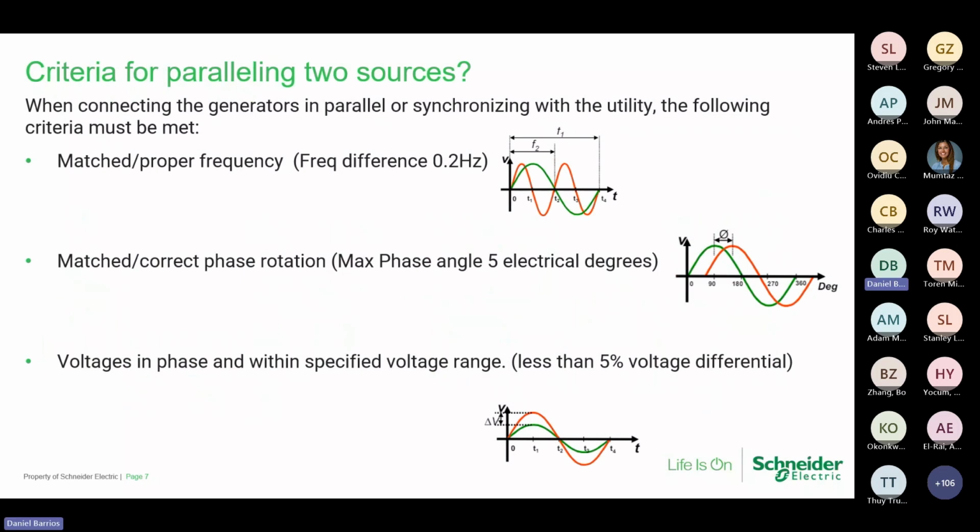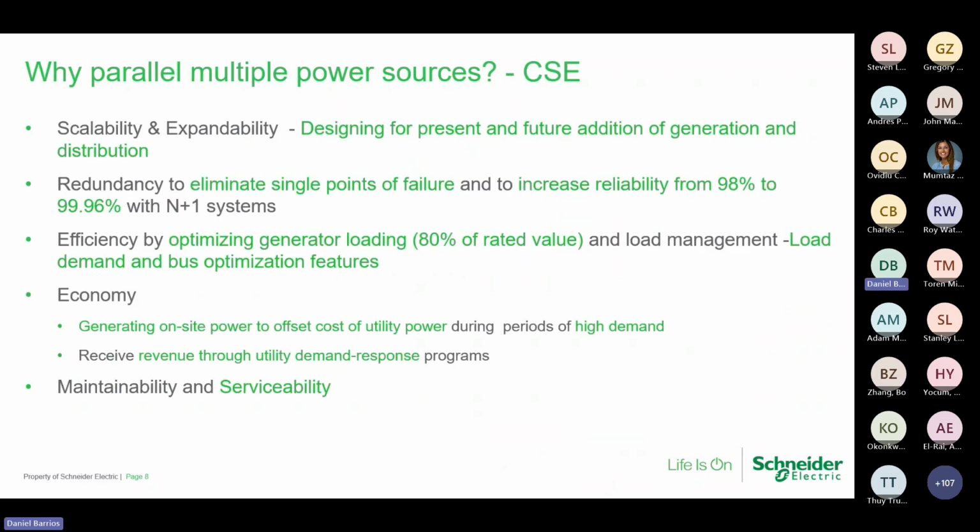Just to give you those parameters, when we're doing paralleling, we need to have a frequency difference of 0.2 hertz. We need to be within 5 electrical degrees, and we need to have no more than a 5% voltage difference. We're also going to point out that the breakers must have a 5 cycle, very repetitive closing ability, because that way we are closing while we are still in the window of acceptance. According to Consulting Specifying Engineering magazine, scalability and expandability obviously is there.